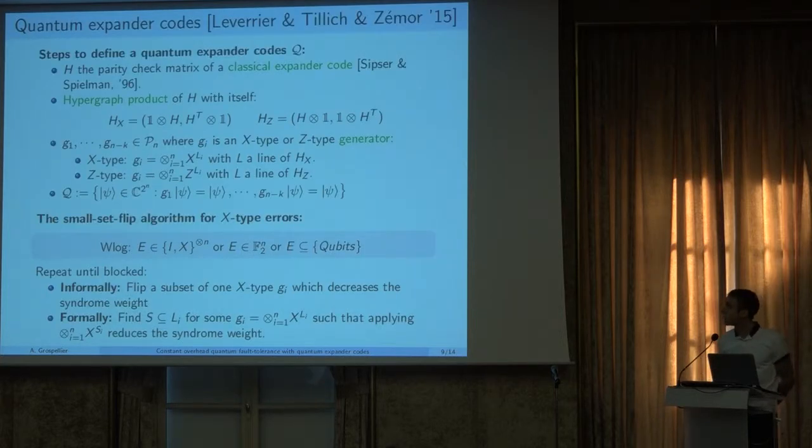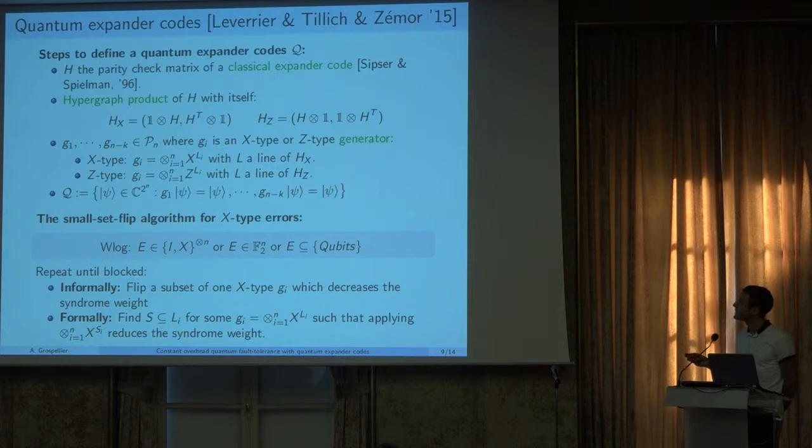So to define a quantum expander code, there are many steps. First, we take H, the parity check matrix of a classical expander code, which has been introduced by Sipser and Spielman in '96. Then we perform the hypergraph product of the code with itself, meaning that we create these two parity check matrices, HX and HZ.